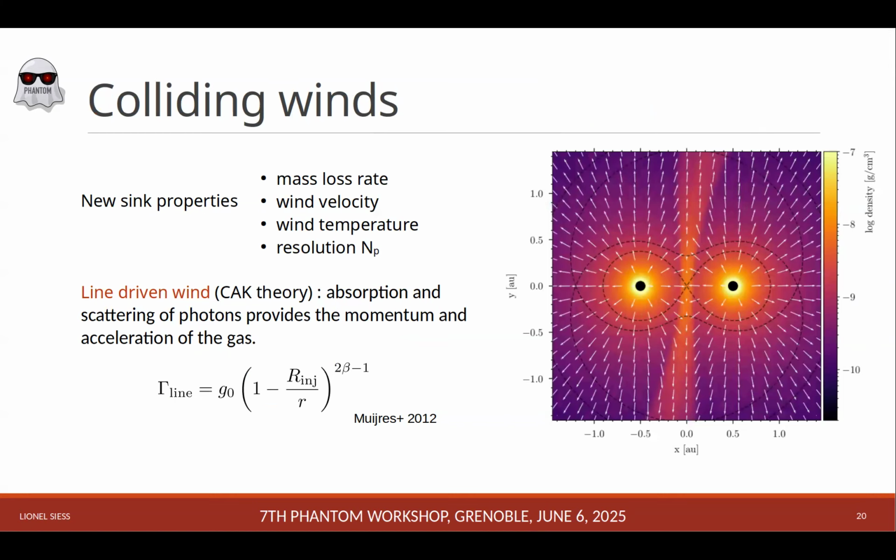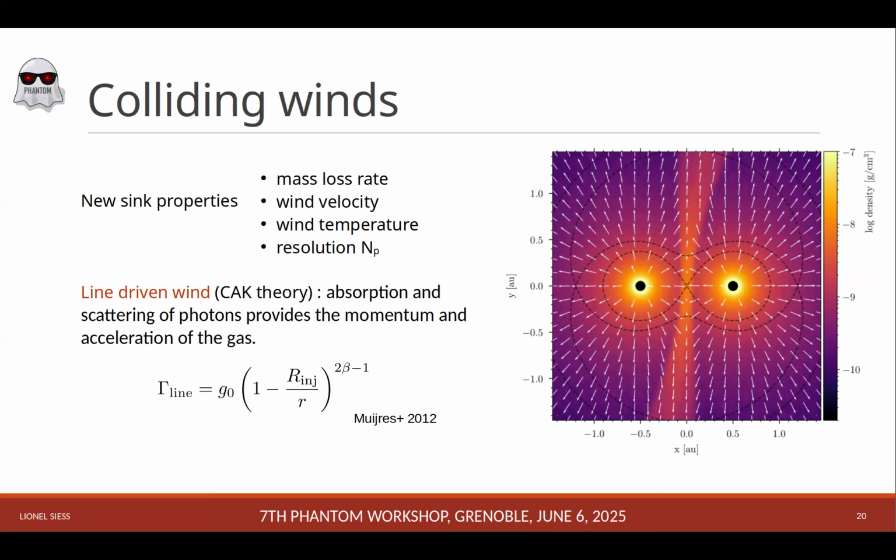And the last part of the talk will be dedicated to these colliding winds. So instead of having just one thing emitting some gas, now I consider at least two things that emit gas, okay, that emit a wind. So now we added some properties to the sink, well, the mass loss rate, the wind velocity, the wind temperature, so those initial conditions for the wind, as well as the resolution. You know, the mass, you remember that first formula, it depends on that resolution.